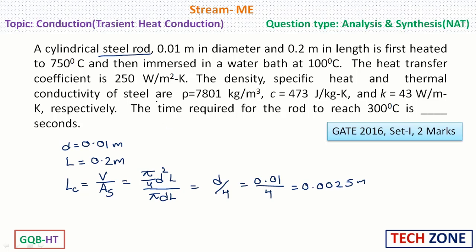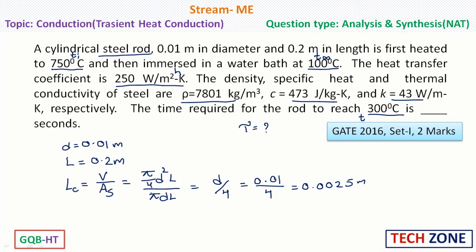Now in the question it says the rod is first heated to 750 degrees centigrade, so the initial temperature is given, and the water bath temperature T infinity is 100 degrees centigrade. The heat transfer coefficient h is 250 watt per meter square Kelvin. Density, specific heat and thermal conductivity are given. The time required for the rod to reach 300 degrees centigrade is asked, so the final temperature T is given. We need to determine tau in this question.